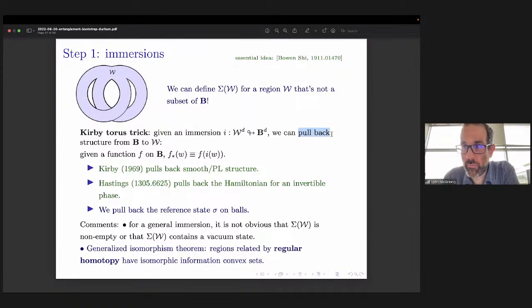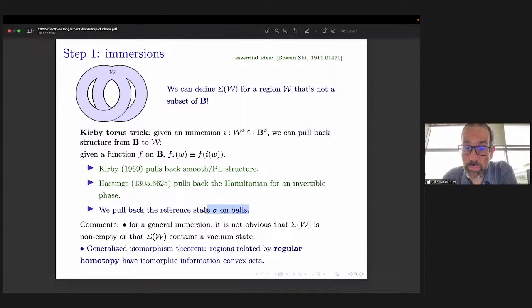By pullback, I mean the usual thing. Given some function on the ball, I can define a function on W that's immersed in it just by composition, f of the image of the point in W. Kirby's original application for this trick was to pull back the smooth structure on the ball to define a smooth structure on the torus that he was studying. Maybe he also used it to pull back piecewise linear structure. More recently in the physics literature, Hastings used this idea for his own purposes to pull back a local Hamiltonian for an invertible phase. We're going to use it to pull back the reference state on balls.